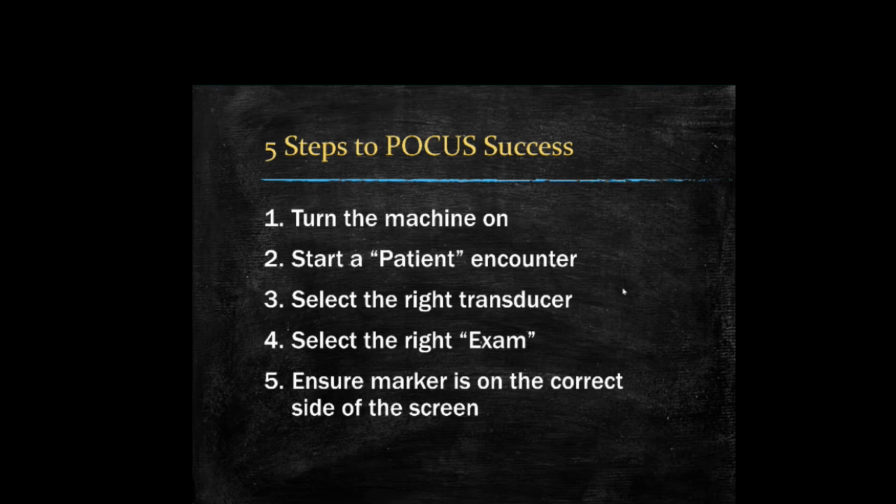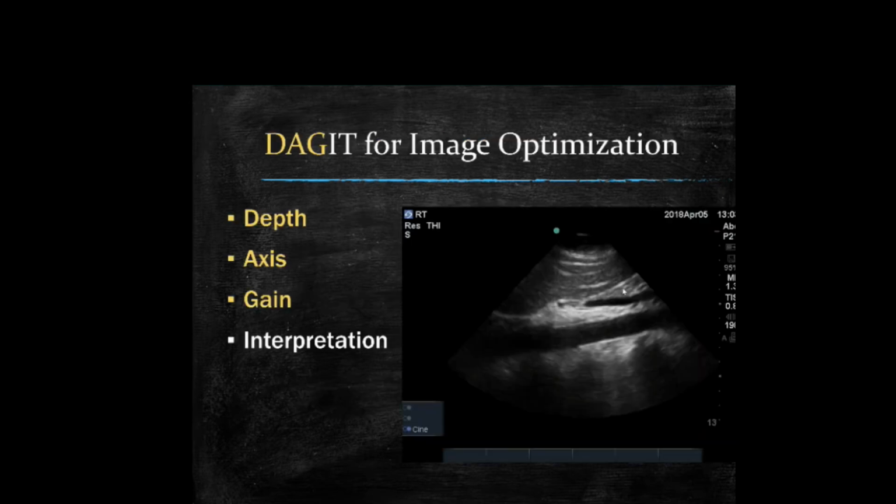All right, so we hit the 5 key steps. And now we need to know how to optimize our image. So I really like the mnemonic DAGIT. So that's depth, axis, gain, interpretation. And the really nice part about this for me is I think it divides things up from the sonographer or image acquisition standpoint and differentiates it from the interpretation standpoint, which is the clinician aspect.